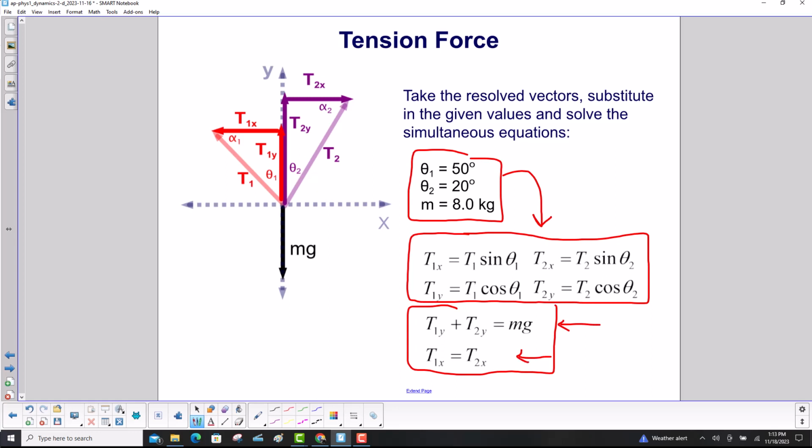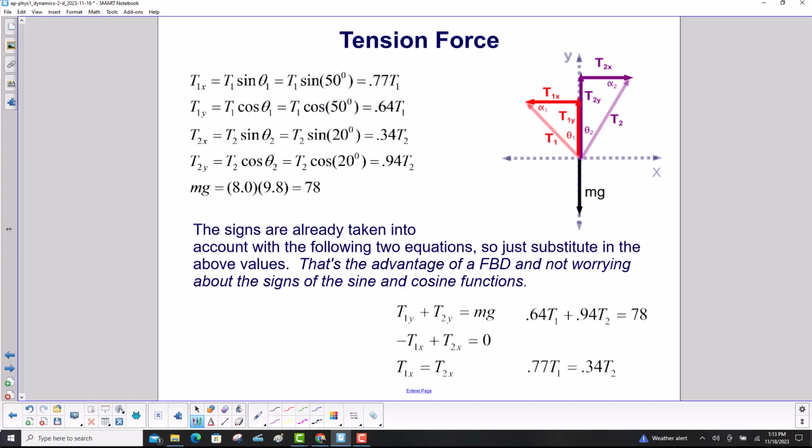And then we will solve the simultaneous equations, also known as a system of equations. After I go through this, you may want to pause it and see where all the math is, just to make sure you understand it. So here's where we do all the substitutions.